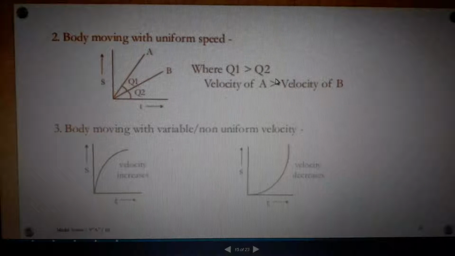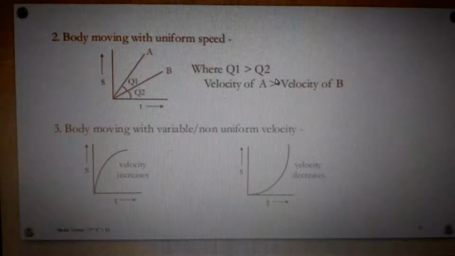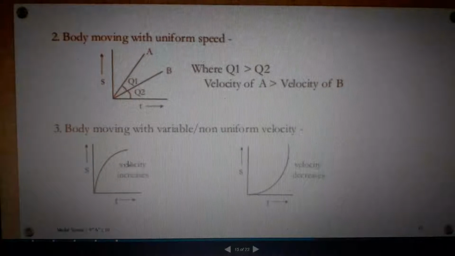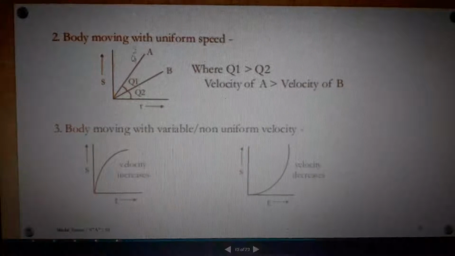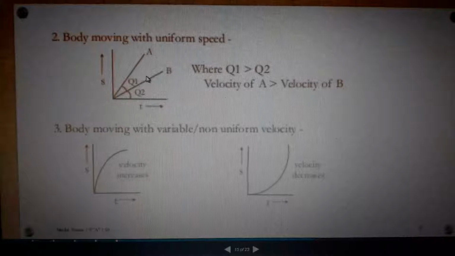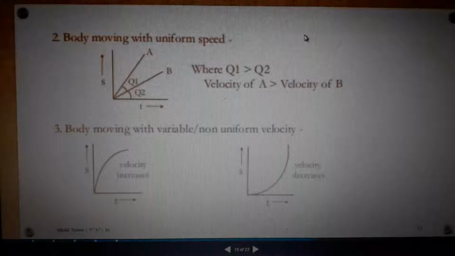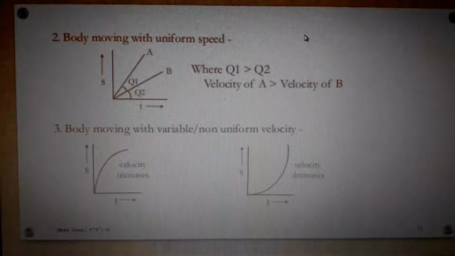Next one is the body moving with variable, non-uniform velocity. Same, see, there is no difference in this graph. Here we are taking only two cases. The same case we can take in the distance time graph also. The same thing. Understood? If the speed is decreasing, that is another point we will come to. Here it is also the same, because the graph for distance time and displacement time is almost the same. There is no difference. You already know that the value also is the same. Am I right or not?